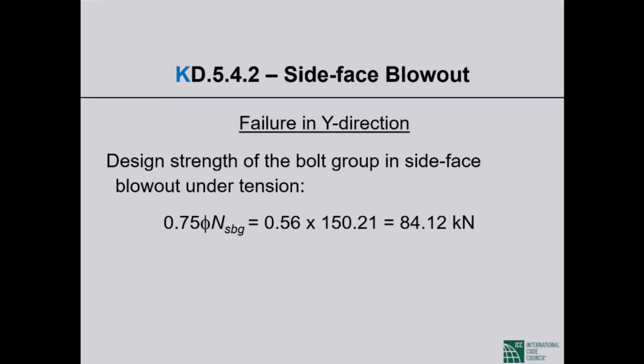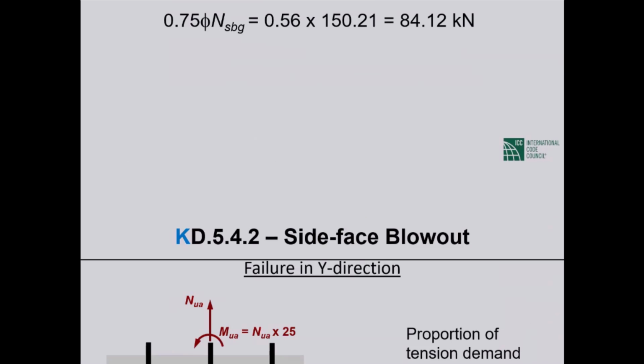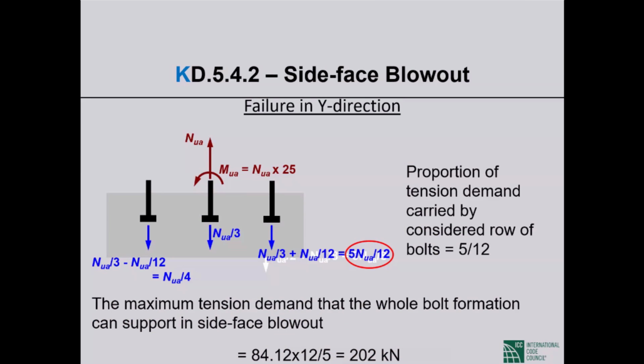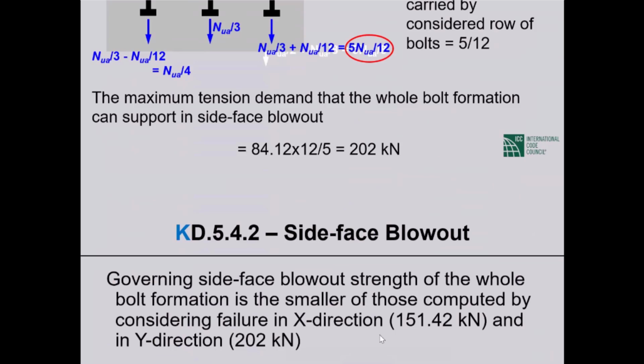The phi and 0.75 for design category C brings the 150.21 down to 84.12 kilonewtons. The group of 2 anchors is subject to a maximum tension of 5/12 of the tension applied to the group. So the maximum tension demand that the whole bolt formation can support in side face blowout is 12/5 of the 84.12, which is 202 kilonewtons.